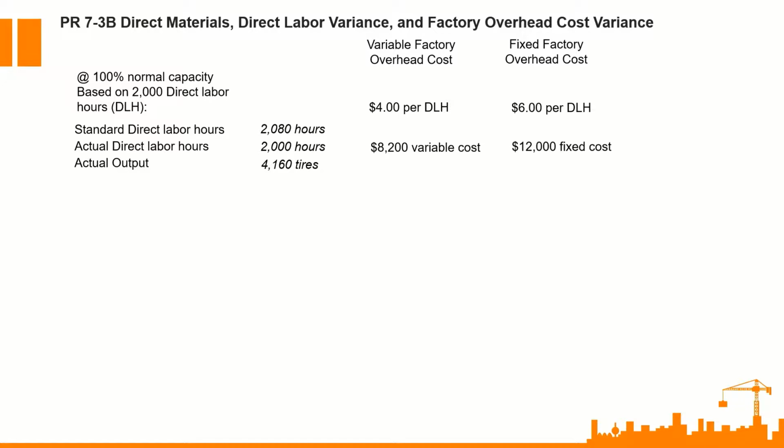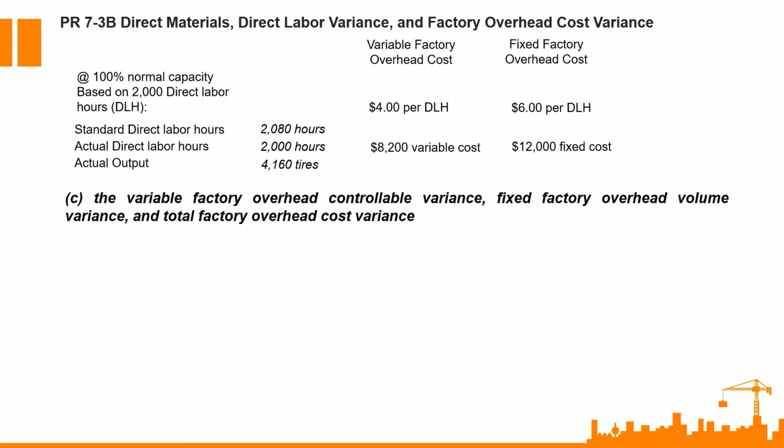Now, what does it mean to have standard direct labor hours? Well, our standard direct labor hours is the should-be labor hours when we produce 4,160 tires. So instead of utilizing 2,000 hours, based on our standard it should have been 2,080 hours. So let's move on to the third requirement. We are asked to compute the variable factory overhead controllable variance, the fixed factory overhead volume variance, and the total factory overhead cost variance.